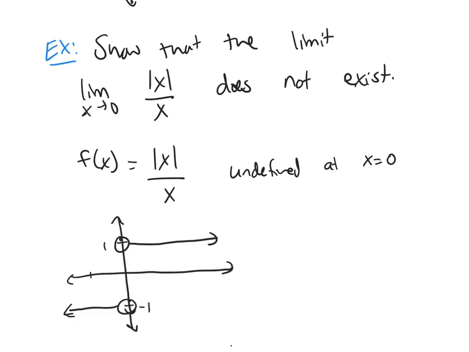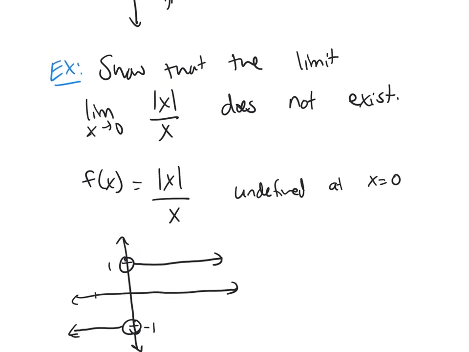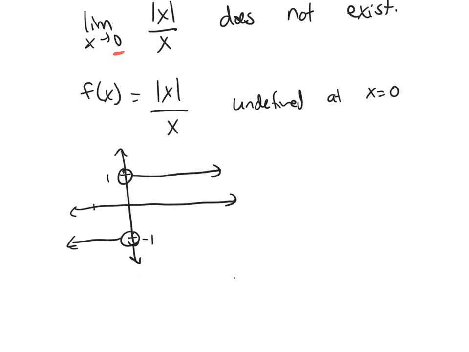So we're taking the limit as x goes to 0 here. So let's look at our graph. We're going to approach 0 from the left. All right, let's look at my y values. My function is always negative 1. And now we're going to approach from the right. My function is always 1. So those two things are not the same.